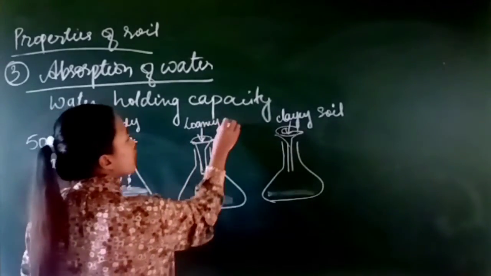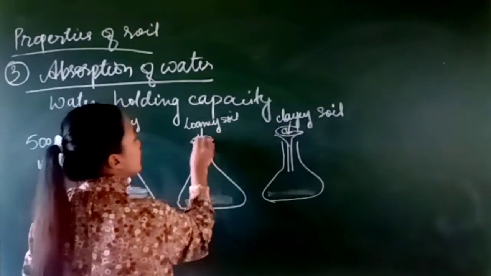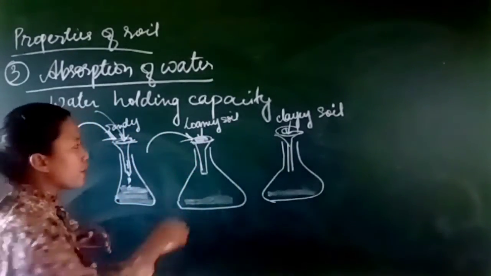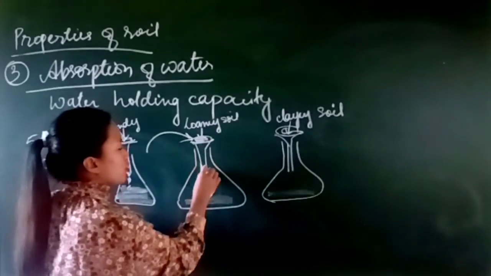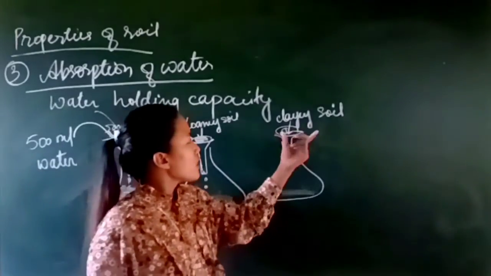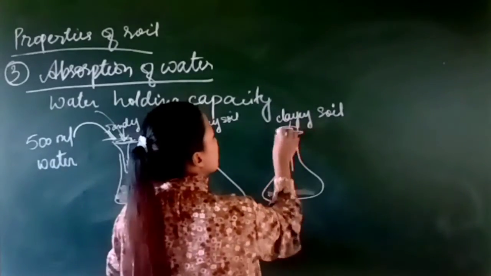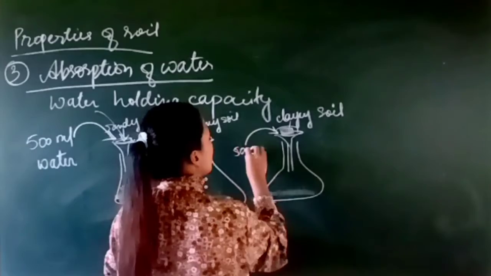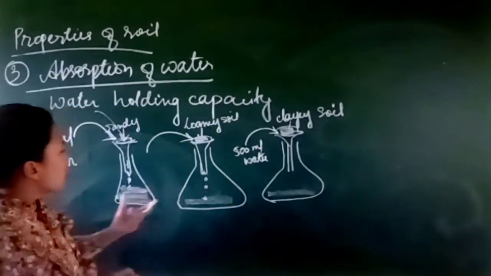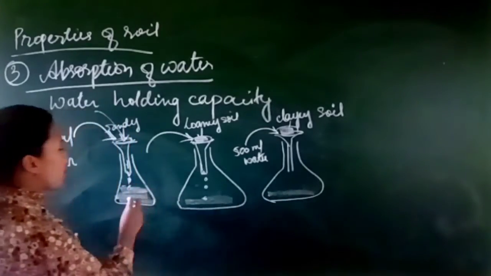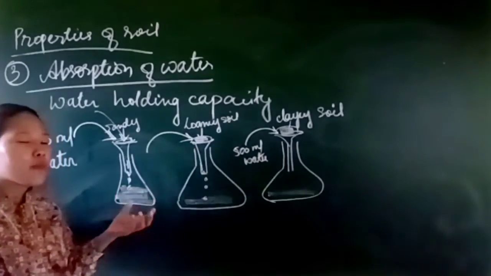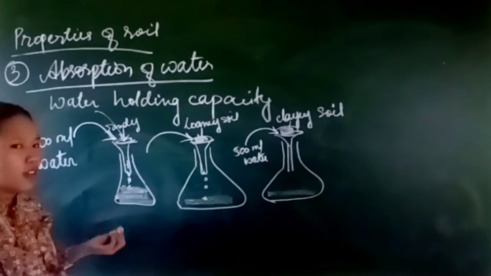Here we have put loamy soil, and on top of this one also we are going to put water. When you put water, you will again see drops of water falling down. Likewise, in clay soil also you will put 500 ml of water. Then you can compare between these three. Which flask do you think will be filled up more?